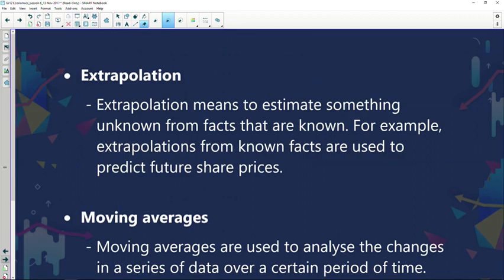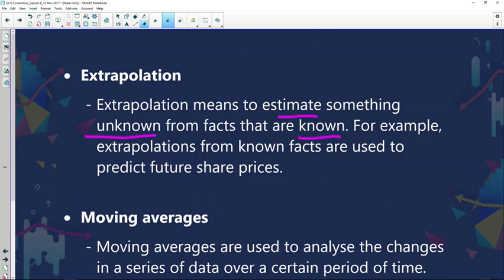And then we move on to our next point, extrapolation. Extrapolation means to estimate something unknown from the facts that are known. For example, extrapolations from known facts are used to predict future share prices. Here you are predicting or estimating something unknown, but you're using the facts that are known.